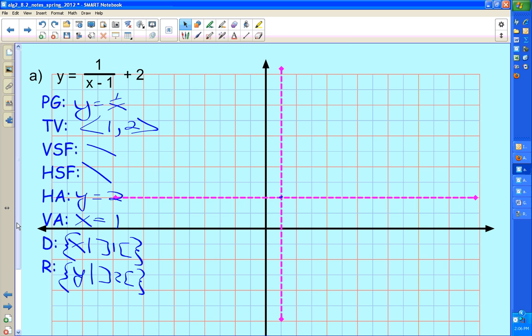In the parent graph, from the origin, right one, up one. And down: left one, down one. Left one, down one. And then push your asymptote. Make sure you get them towards the asymptotes.